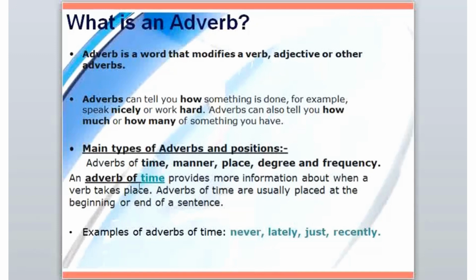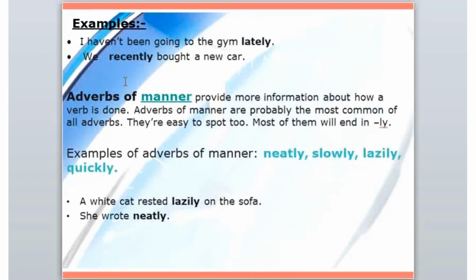Let's begin with adverbs of time. Okay, adverbs of time provide more information about when a verb takes place. Adverbs of time are usually placed at the beginning or end of a sentence. Okay, now examples of these words are never, lately, just, recently. Okay, students, now I'll show you how they can be used in a sentence. For example, I haven't been going to the gym lately. Next one, we recently bought a new car.